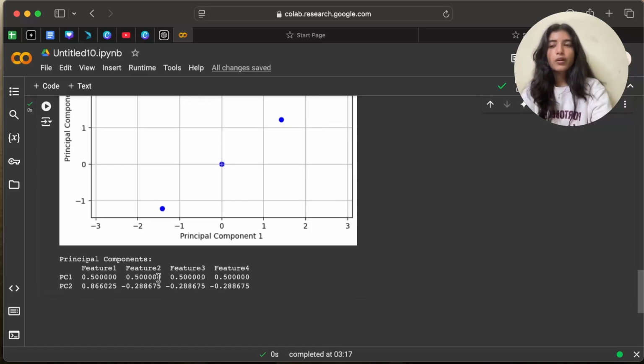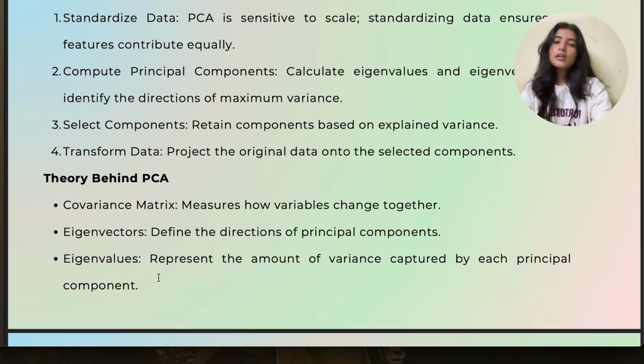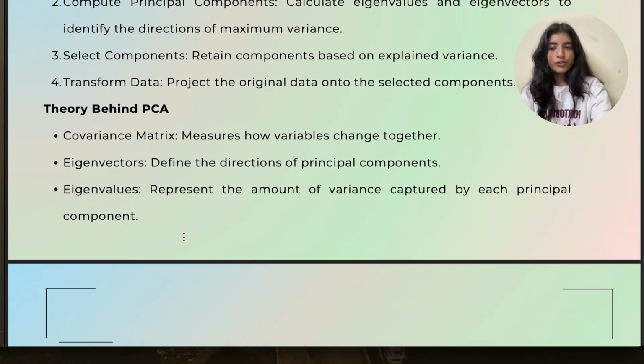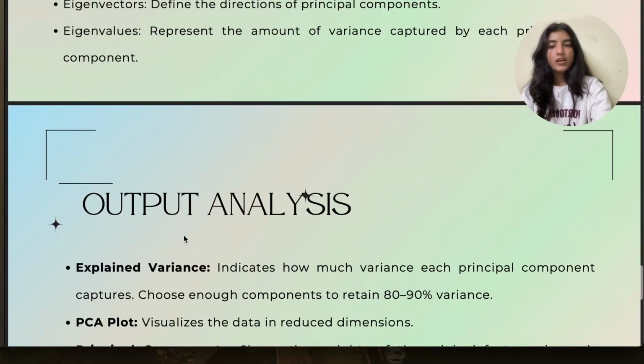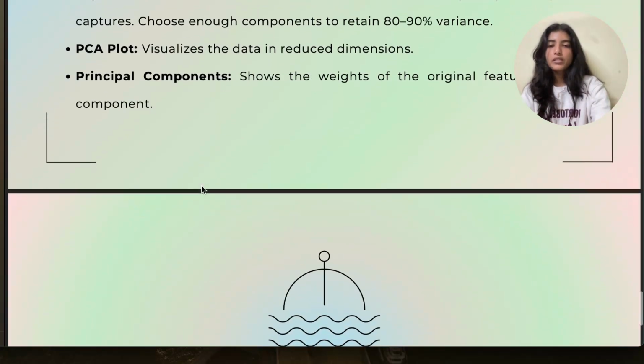So there you have it. We have learned how to identify multicollinearity using the correlation matrix and VIF, and how to apply PCA to simplify datasets. Dimension reduction is like decluttering your data. It helps you focus on what really matters. Here we have the outputs: explained variance, PCA plot, and principal components.